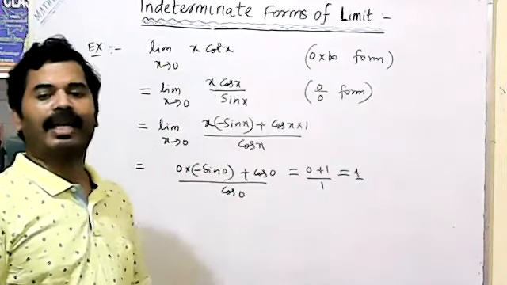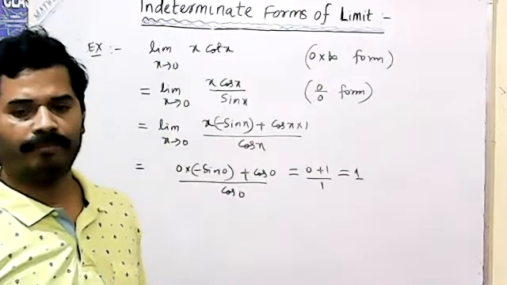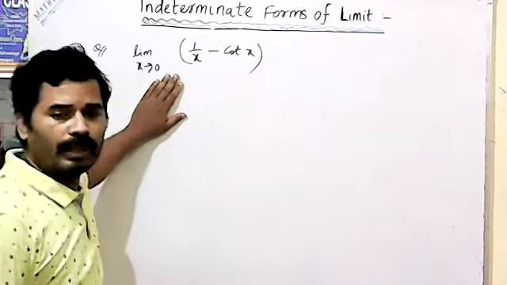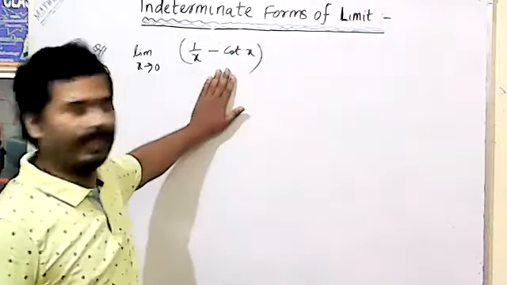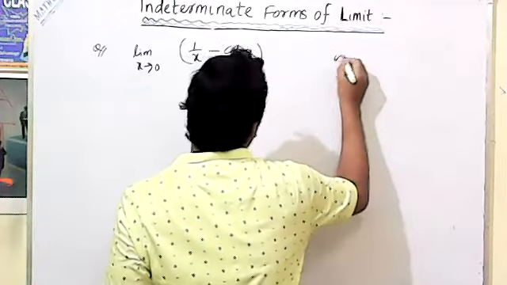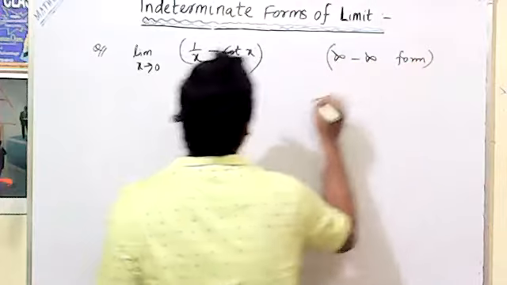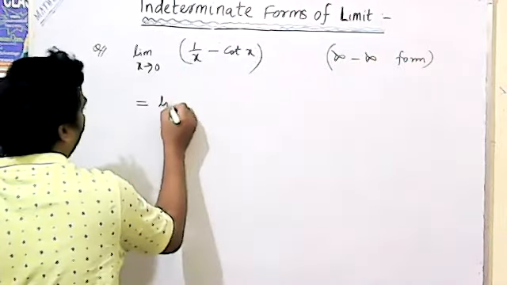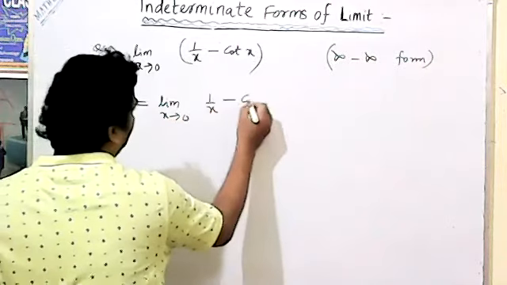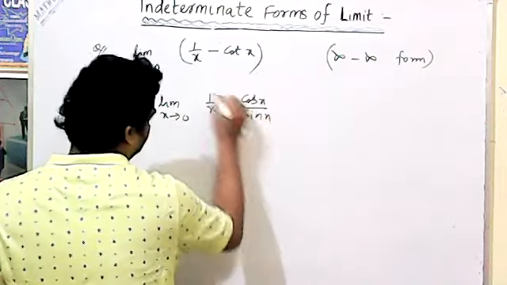Now let's take another example. How will we do the example? Let's take the example, limit x tends to 0, 1 by x minus cot x. So that is actually infinity minus infinity form. You have to convert it into 0 by 0 form. How? x tends to 0, 1 by x minus cos x divided by sin x.